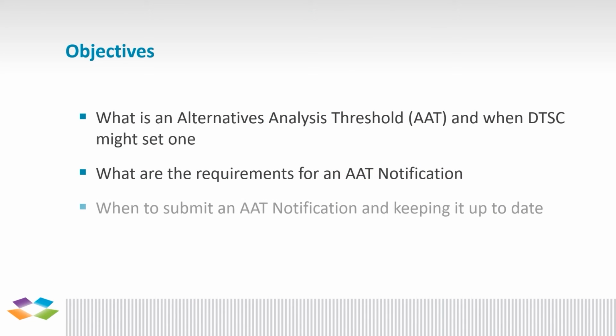We will describe what an alternatives analysis threshold, or AAT, is, and when DTSC might set one. We'll spend the bulk of this presentation explaining the AAT notification and its requirements, what information you, the manufacturer, must submit to request an exemption from the alternatives analysis process, and lastly, we will describe the timeline when to submit an AAT notification, as well as additional information required to keep your AAT notification up to date.